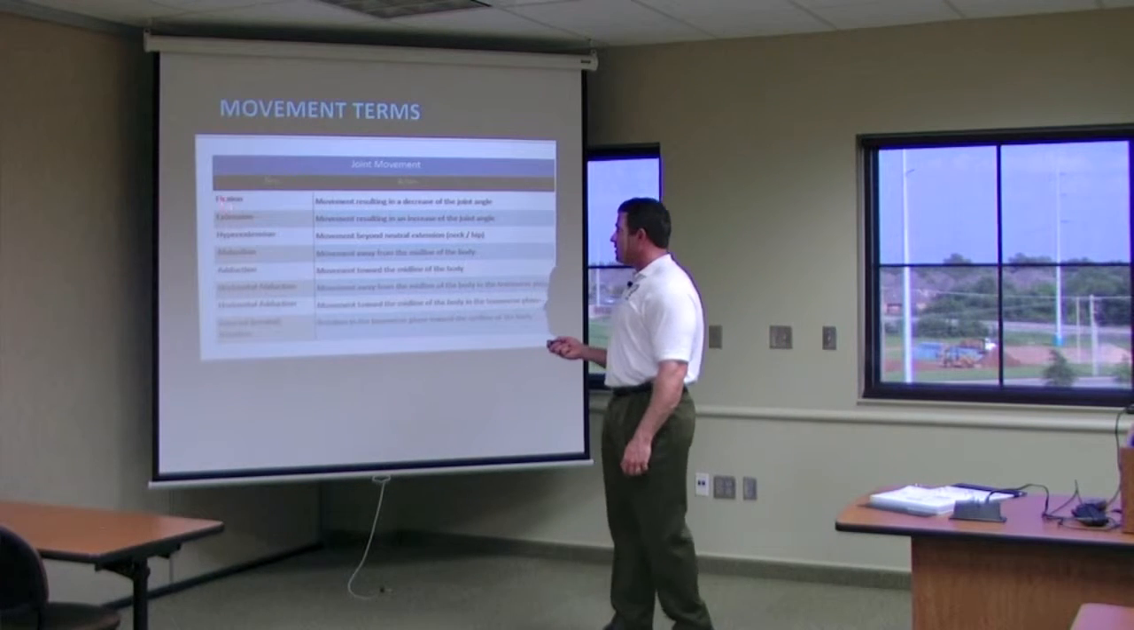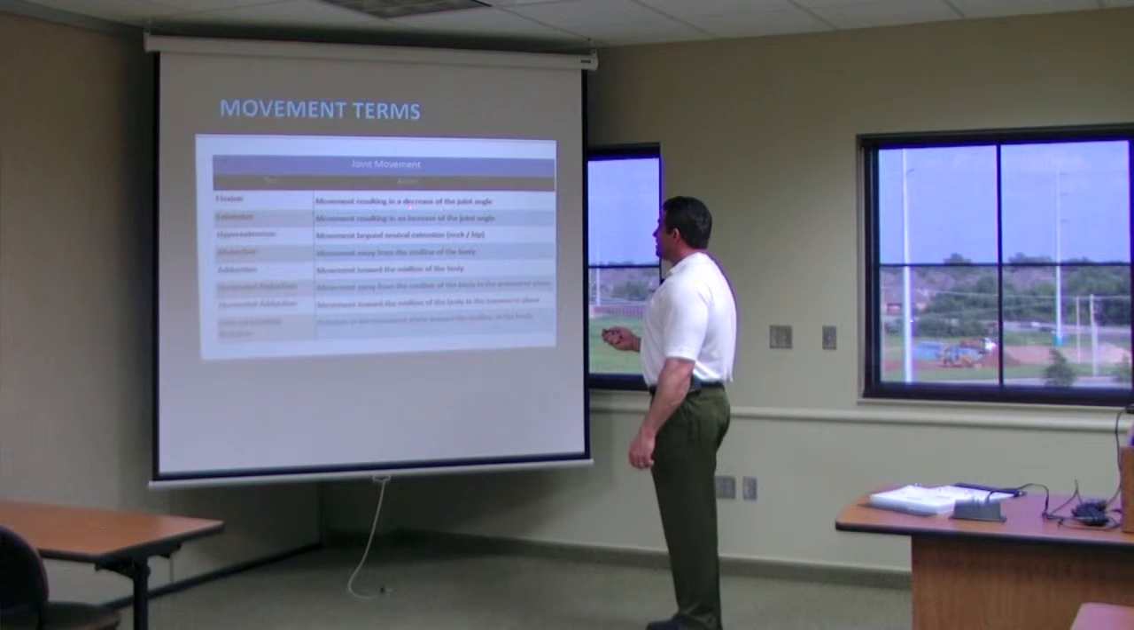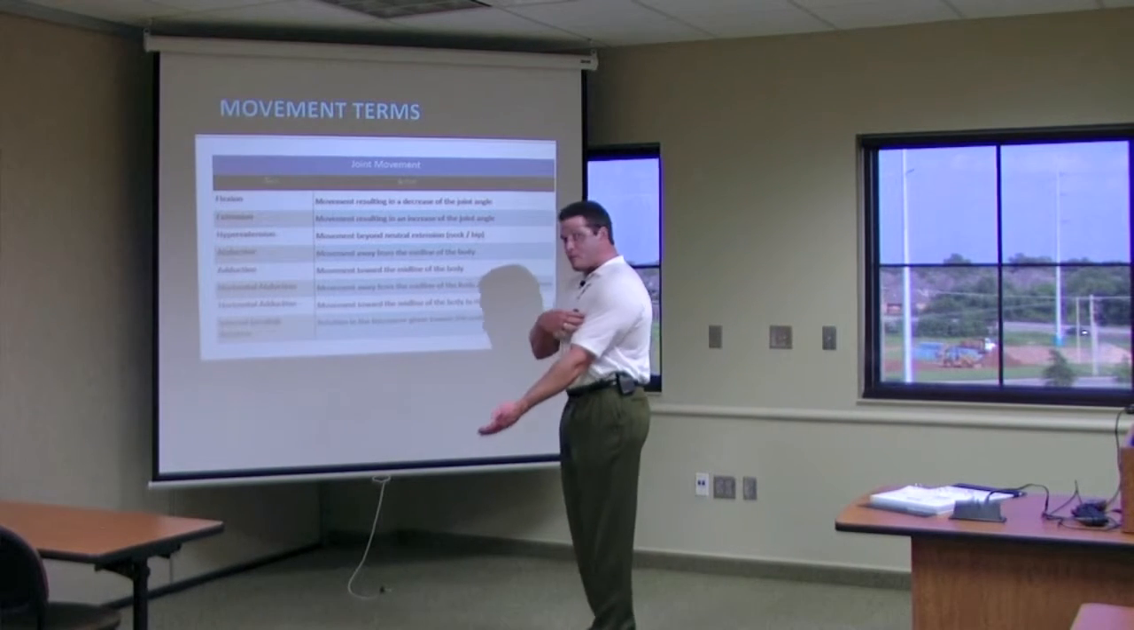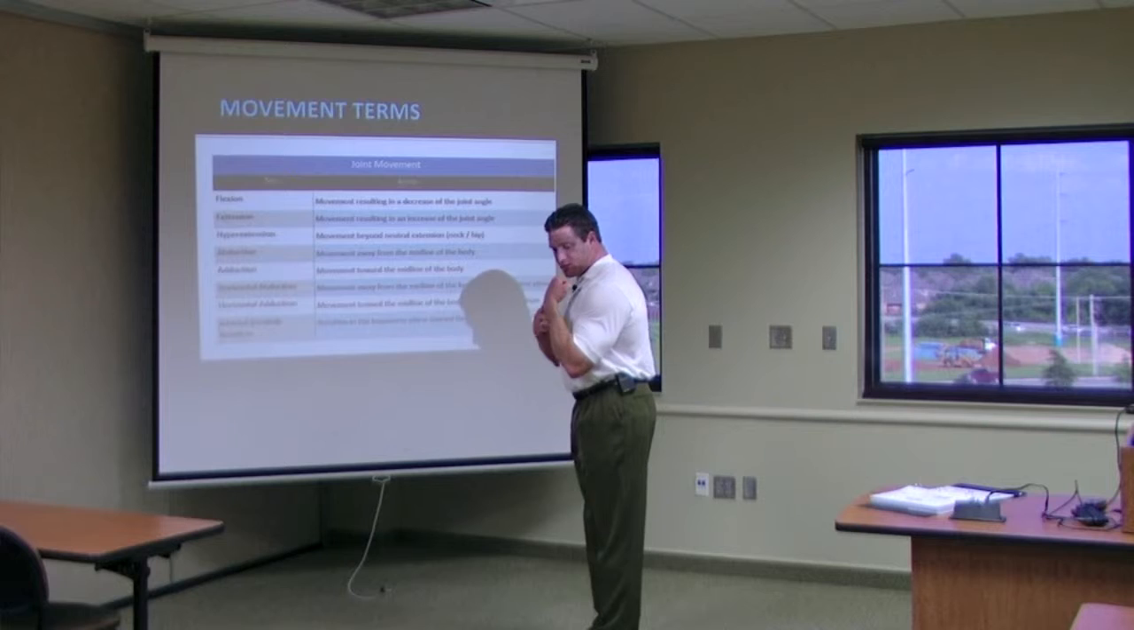So when we use the term flexion, that is a movement resulting in a decrease of a joint angle. When we're talking about the elbow joint, I'm not talking about my bicep flexing, I'm talking about simply my elbow bending. I could passively bend it too. I'm not necessarily flexing my bicep. But when this elbow joint decreases the angle here, we call that flexing the elbow, okay?